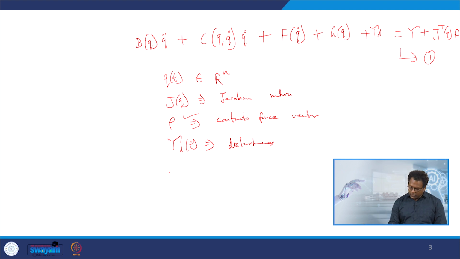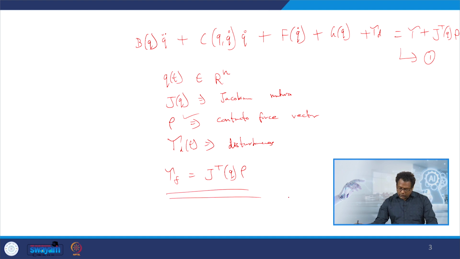And we have tau f that is represented by J transpose of q into rho. So, this is basically the force in joint coordinates corresponding to rho of t. So, tau f is basically given by the expression J transpose into rho, which is basically the forces in the joints of the robotic system corresponding to the reaction force that is obtained from the environment or the contact surface.